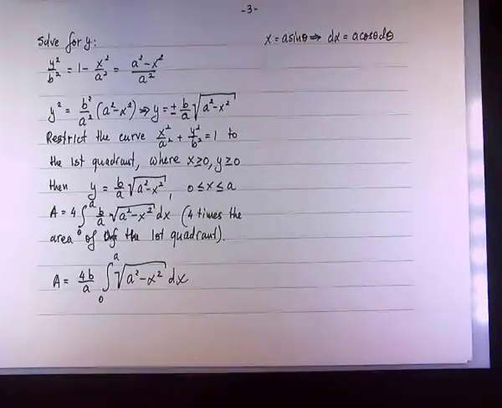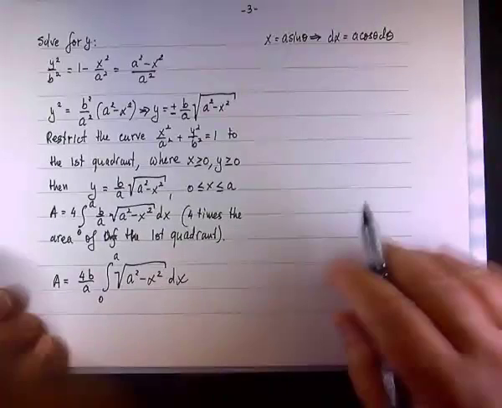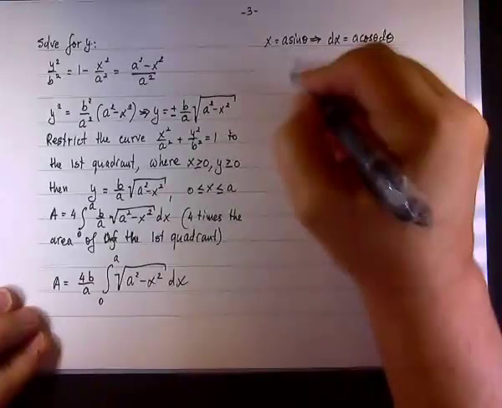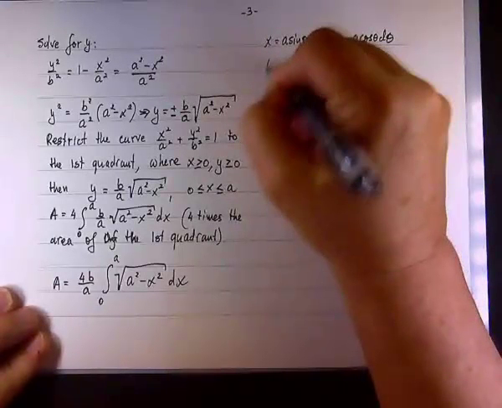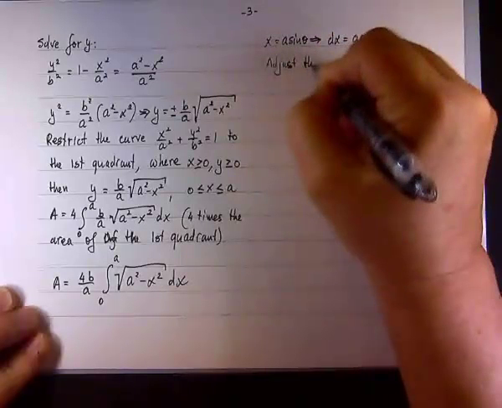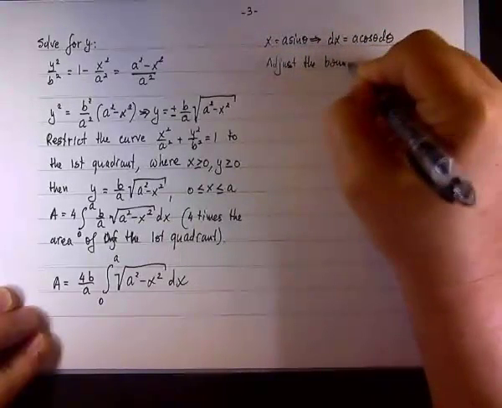Because this time it's a definite integral. What we did in the first example was an indefinite integral. We didn't care about the boundaries, but now we need to adjust the boundaries.